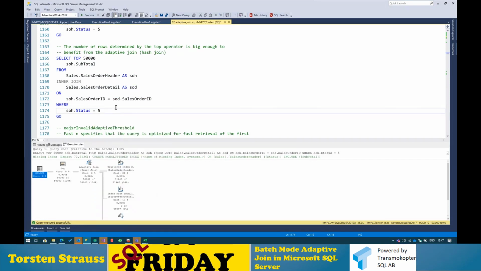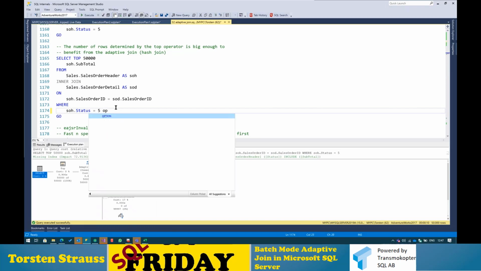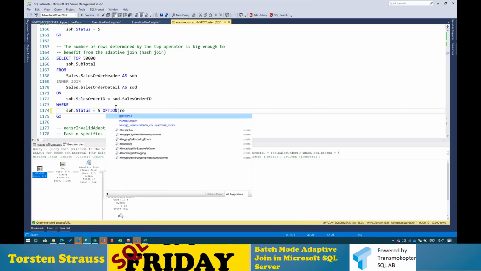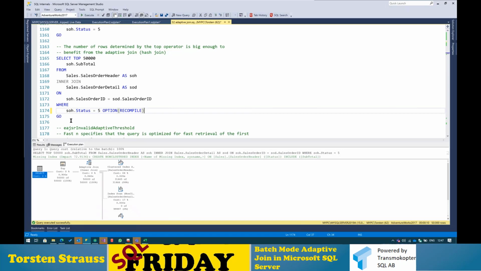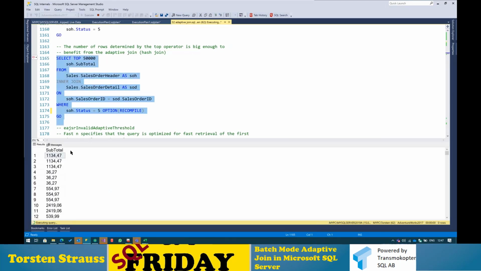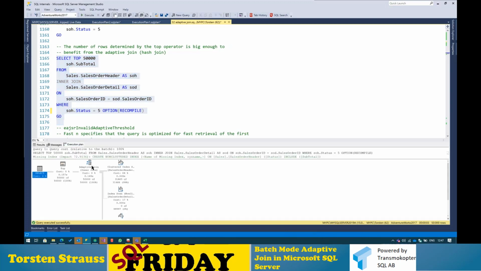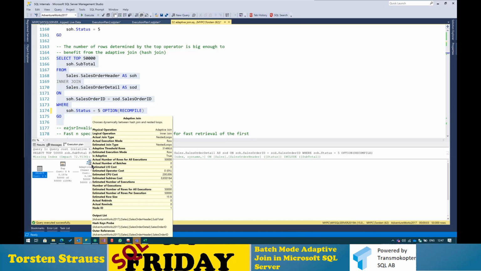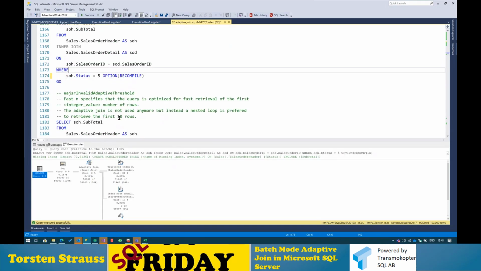I really wonder, maybe I should use the option recompile. Maybe we will see the hash join instead. Let's see. I don't know. I mean, it's SQL Server's choice, right? There's still a nested loop. That's perfectly fine.